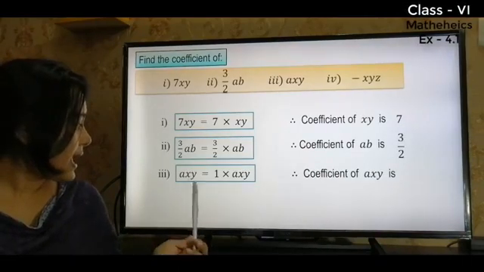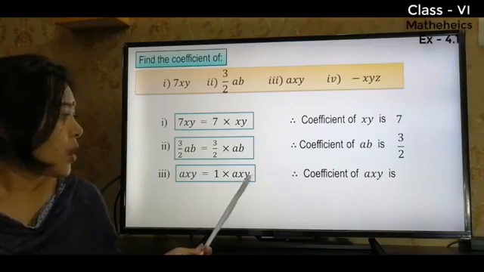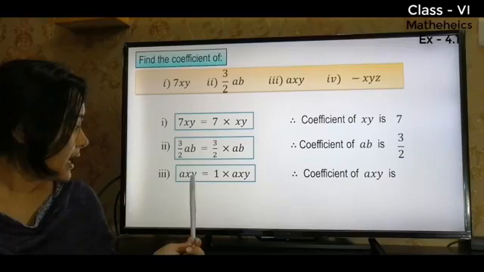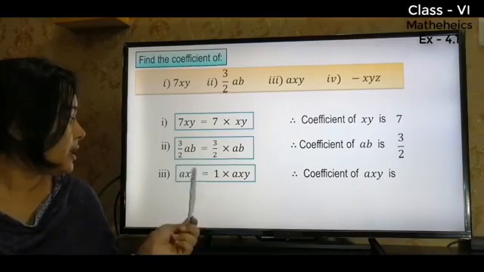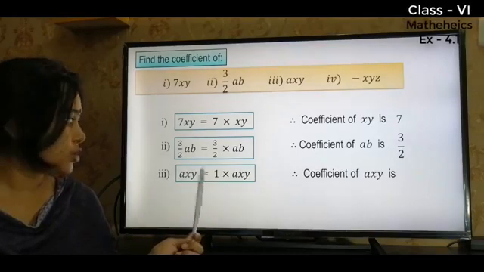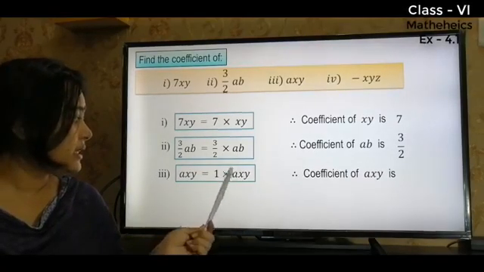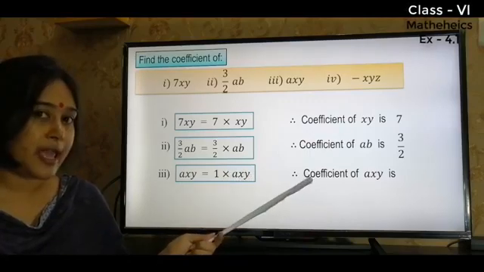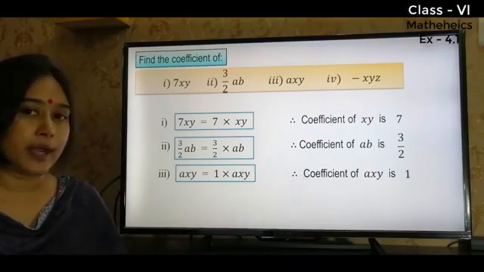And here axy, what is the coefficient of axy? You know that if any number is multiplied by 1, we get that number as a product. So 1 is multiplied with this axy. So the coefficient of axy is 1.